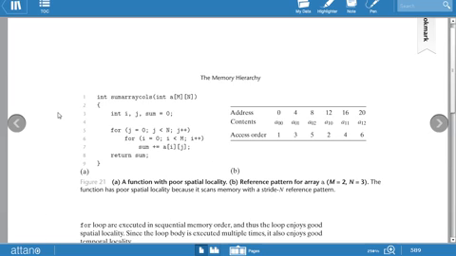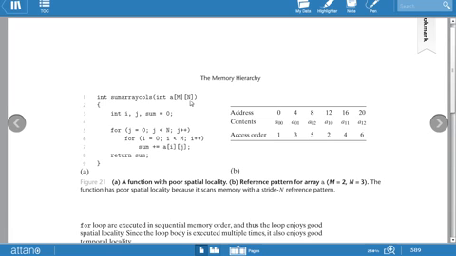Now let's see the programming code. This is int sum array cols, a function named sum array columns whose return type is int. In brackets there is an argument, int a[M][N], that takes an array of int type, a matrix of M and N.